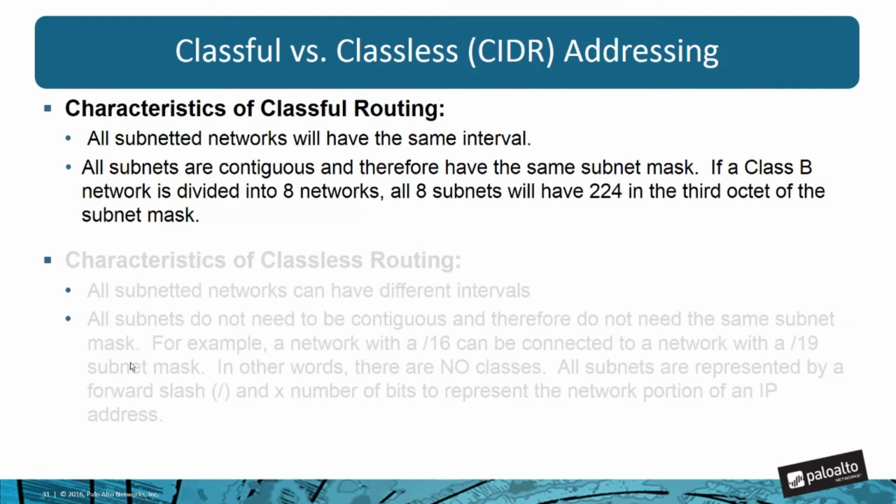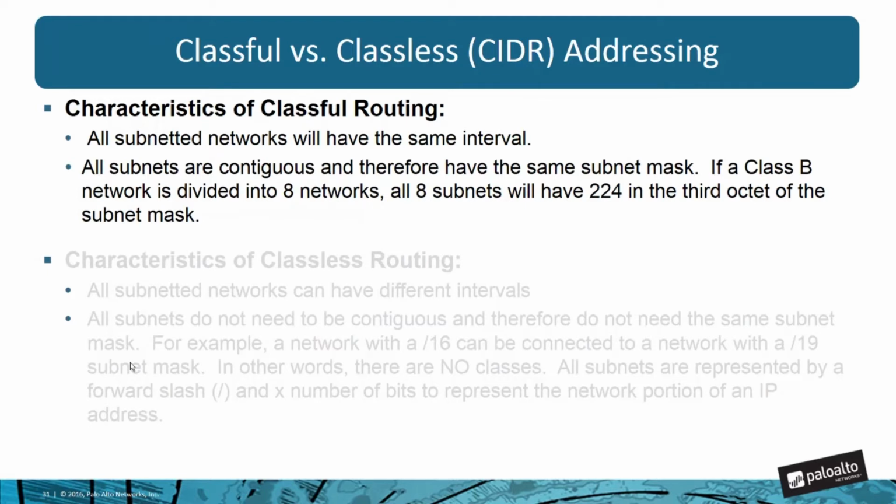Next, we need to take a look at classful versus classless or CIDR addressing. Some of the characteristics of classful addressing or classful routing are that all subnetted networks will have the same interval, meaning that if I were to take a network and chop it up into pieces, each piece would be the same size, or have the same range, which we call the interval. So all subnets are contiguous and therefore have the same subnet mask. If a Class B network is divided into 8 networks, all 8 subnetworks will have the same subnet mask.